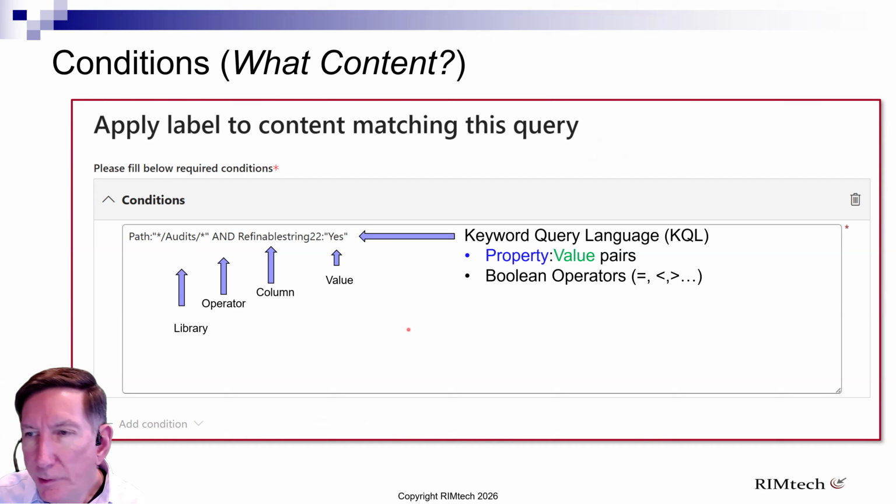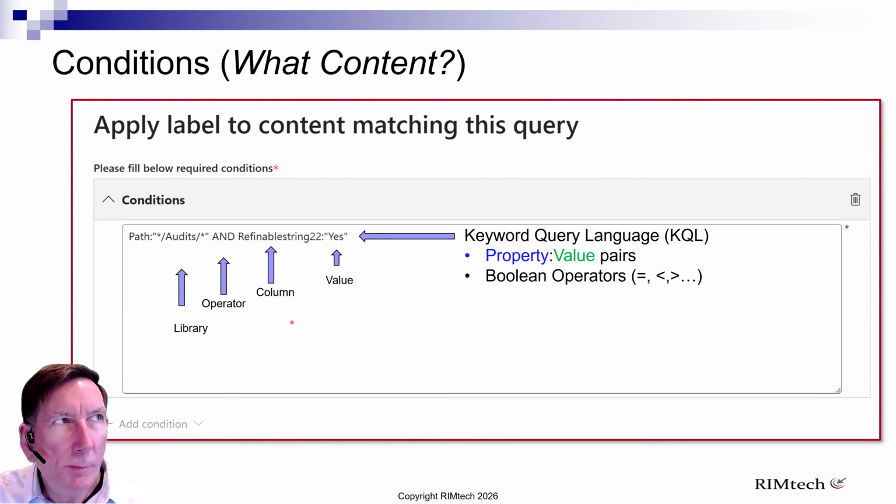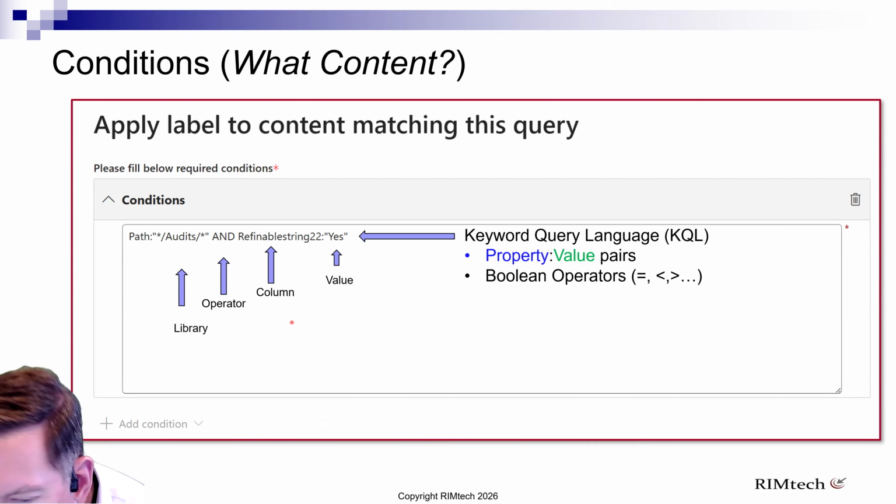It's based on property value pairs. So what you put in as a condition is a property, which is a metadata field or some other property, a colon, and then the value, which is what does this property contain, right? In this case, the library contains the word audits, and refinable string 22 contains the word yes. Now, what the heck is refinable string 22? Well, we're about to find out, but before I do, please know this.